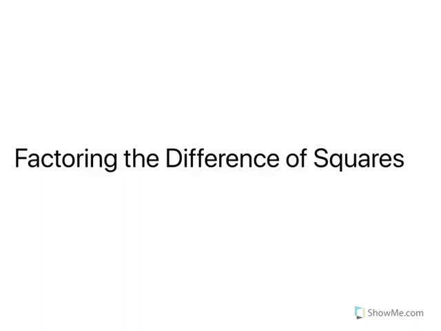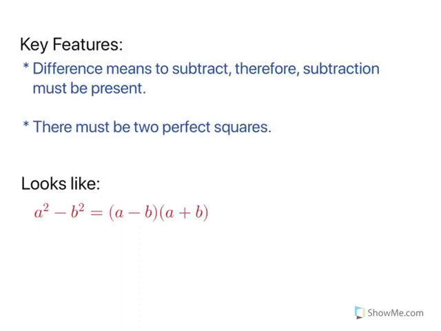This lesson goes over factoring the difference of squares. The first thing to look at is the features of a polynomial which has the difference of two squares. First of all, difference means to subtract, and therefore subtraction must be present. Additionally, there must be two perfect squares.